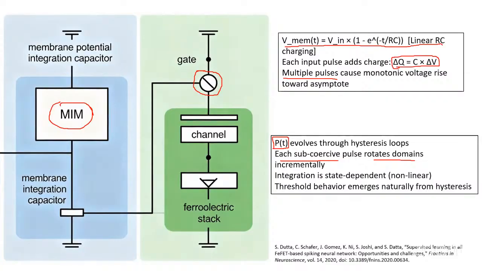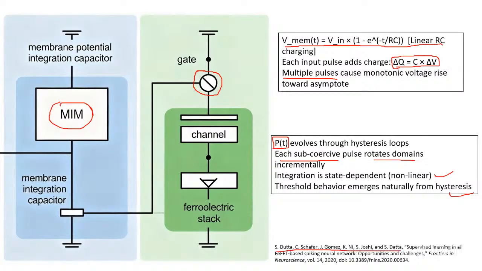and that integration will be state dependent, which is also great because the neuron will have memory, and the threshold behavior emerges naturally from hysteresis. So you have this also in our ferroelectric material. So basically, the ferroelectric FET is inherently capable of performing the function of a neuron because of these properties. And this has also been demonstrated in one of the papers by Suman Datta.